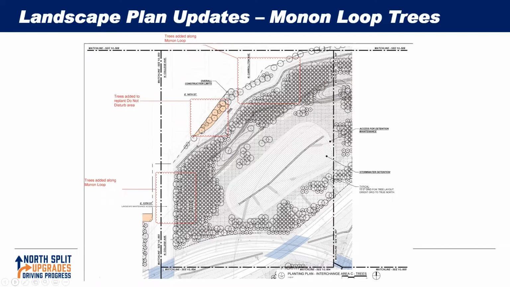We also had a comment regarding making sure the trees that we were showing on the plans were indeed proposed trees and not existing trees. That was a good comment, and we realized that we had inadvertently proposed some trees on existing trees, and that was not going to work out. So we did remove those symbols where there were existing trees along the Monon Loop.